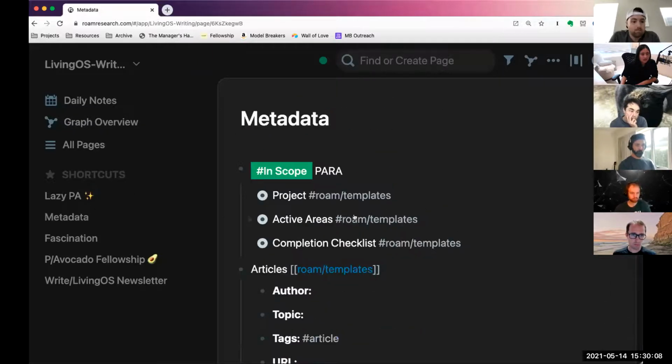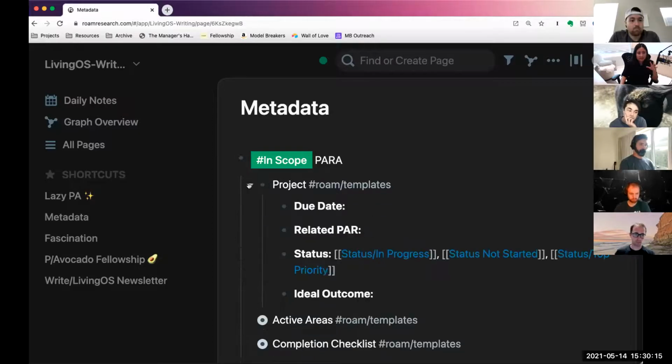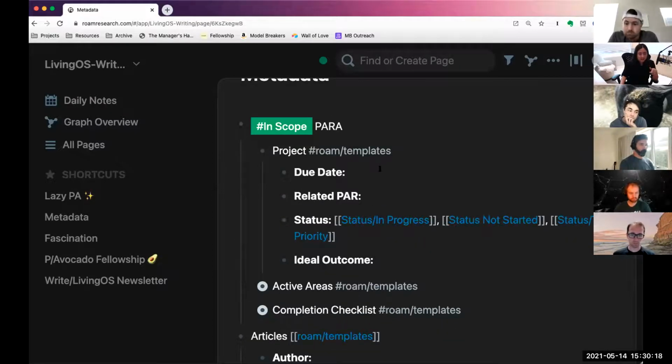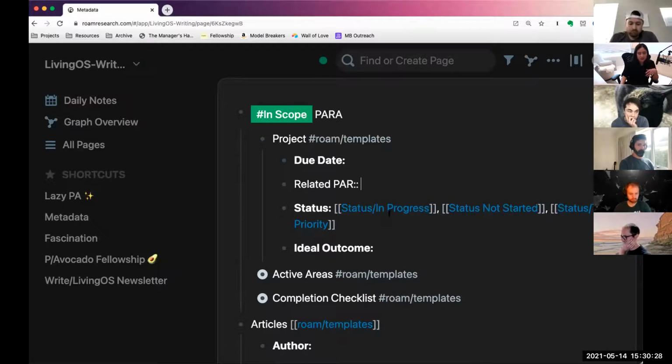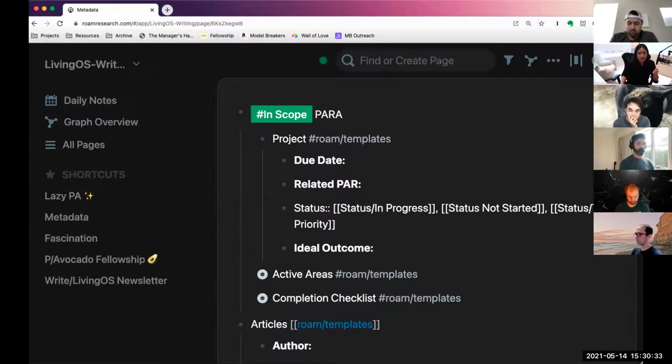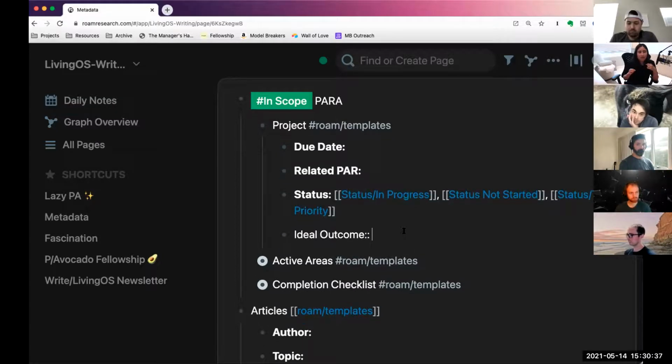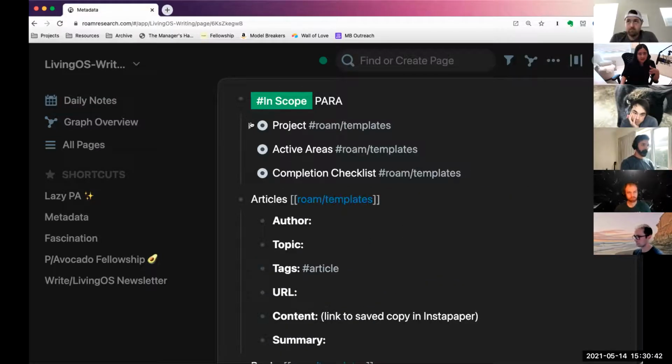I highlighted this for today. So here are 3 templates I use for Para, or PA in my case. So for projects, I have due date, and related PA. It is actually PA, not PAR, because I used to use PAR and then I narrowed down to PA because I realized that everything in Roam is sort of resources. So I ditched the R. Then there's a status, where some of the projects are in progress, some of them are not started. I just pick one, and then ideal outcome, which is what I would like the project to be in my life. Okay, so that's the projects.